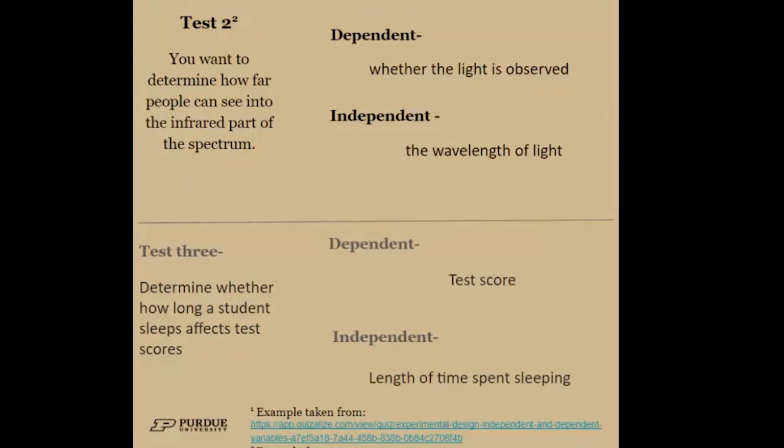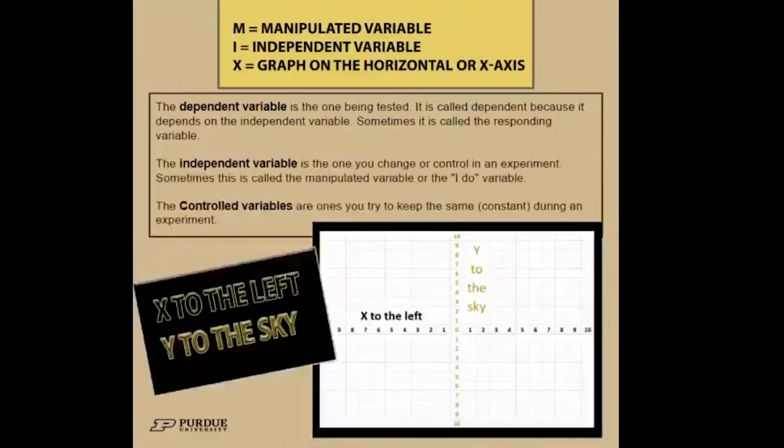You start thinking about which one is the one that we're trying to look at, and then the effect of that is the dependent variable. The dependent variable is basically your result, like what happens after you do the test. What are you seeing? And so it's how much test score, how much liquid, whether the light's observed, all those things.